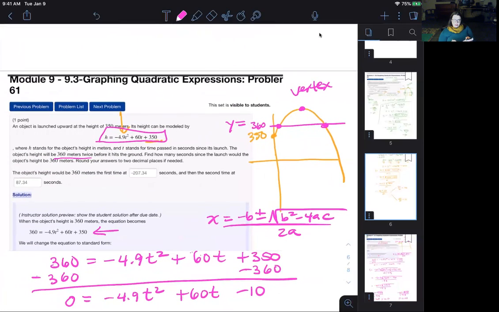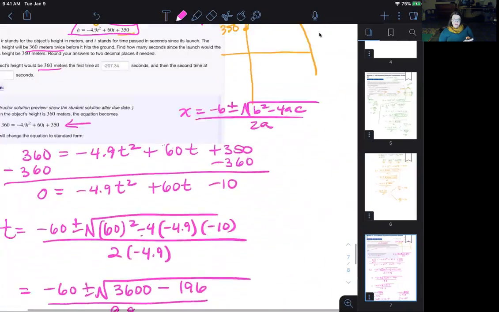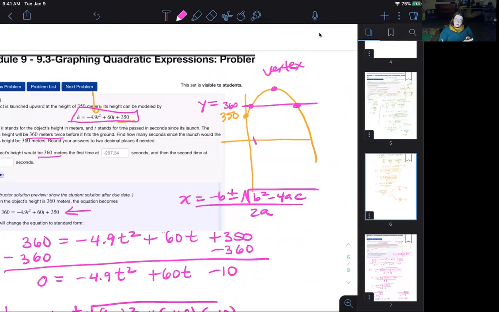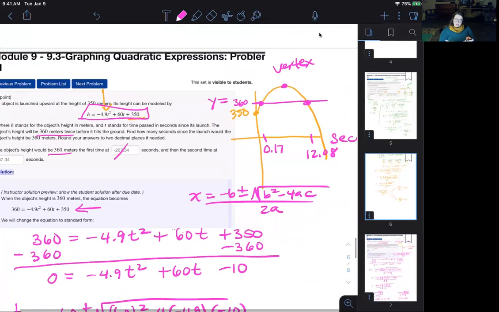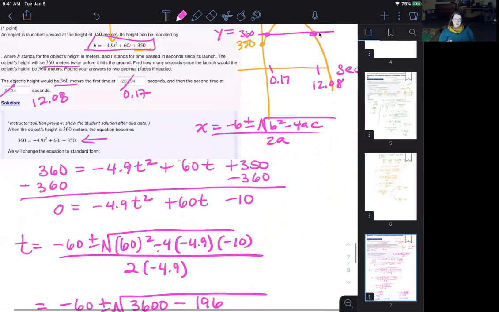So the object's height would be, and these are both positives, so we can think of them in terms of seconds, 0.17 seconds it was at that height, and then again at 12.08 seconds. So the first time, and these would have to be positive values because you can never have negative time. And then 12.08 seconds. They already have the seconds in there for you.